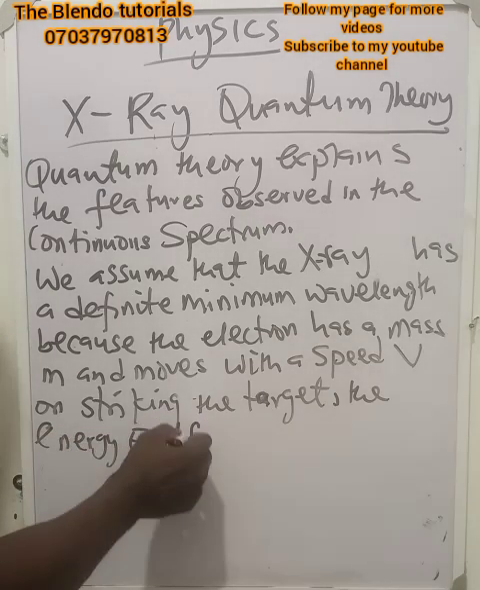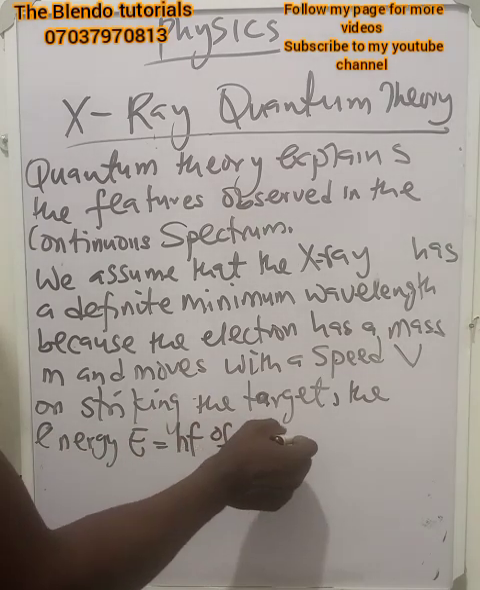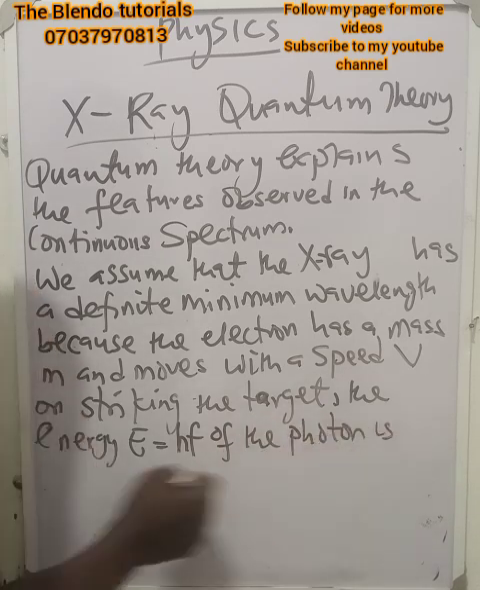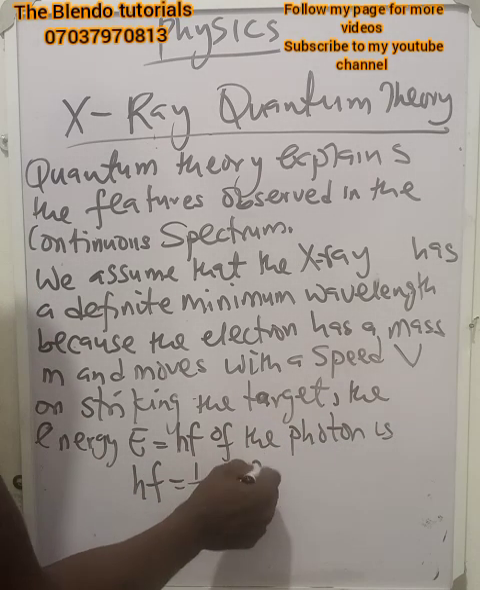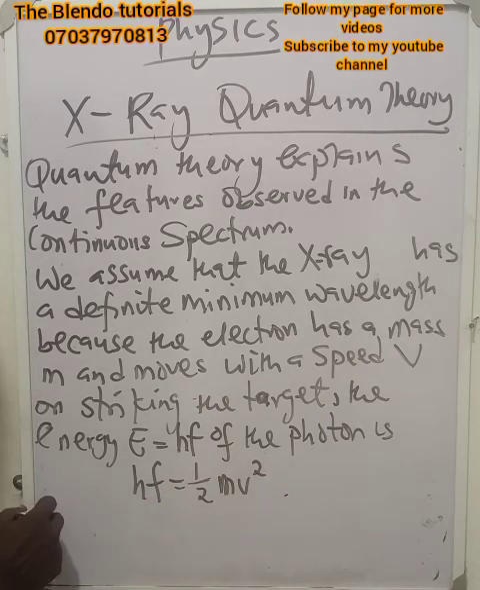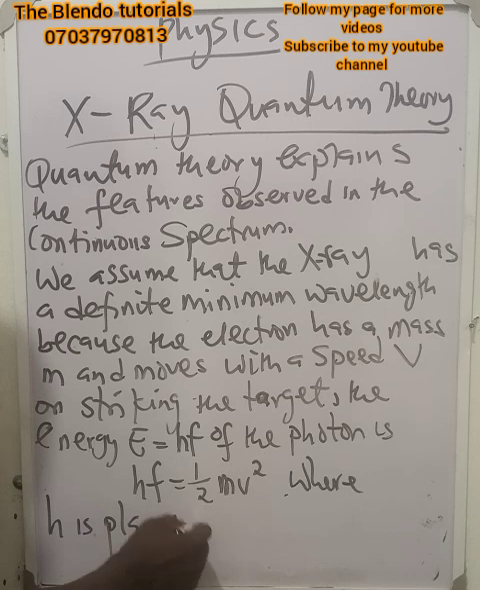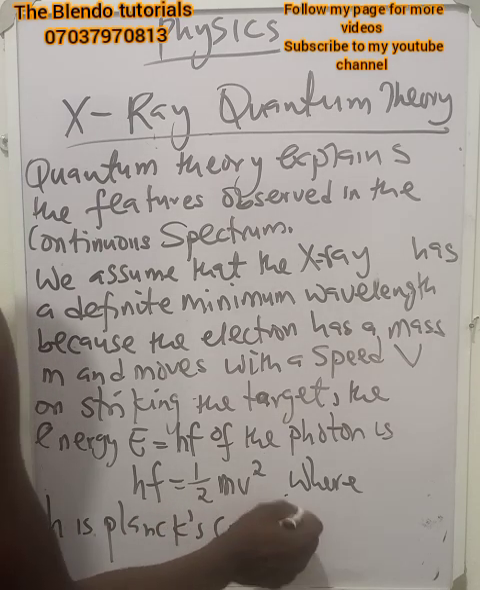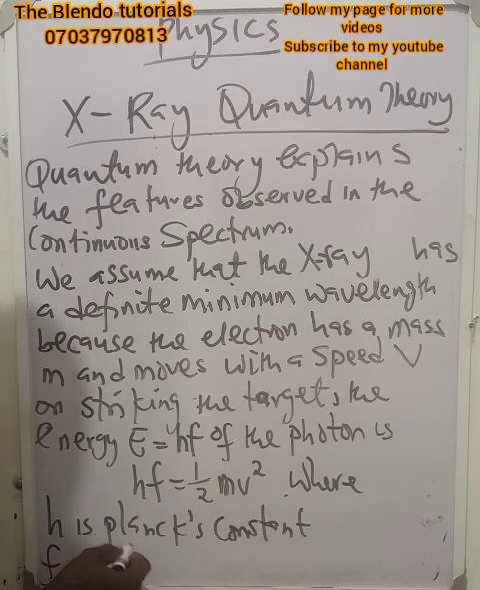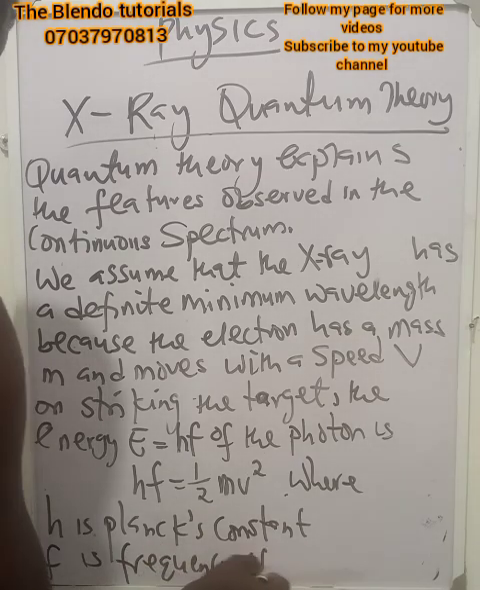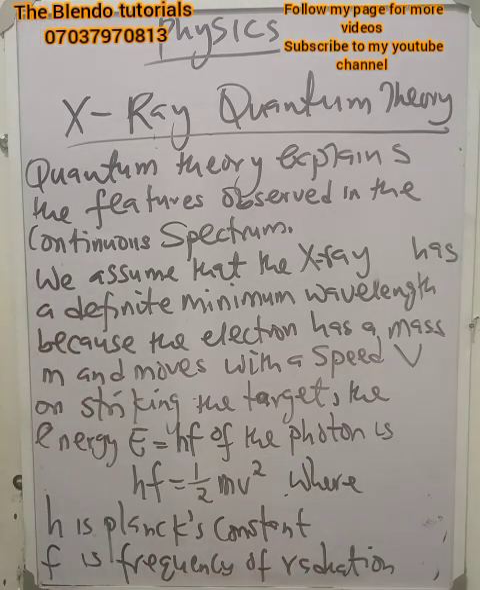In this case, the energy E of the photon, according to Max Planck, is expressed as hf equal to half mv squared, where h is Planck's constant and f is frequency. That is the first case we have to assume.